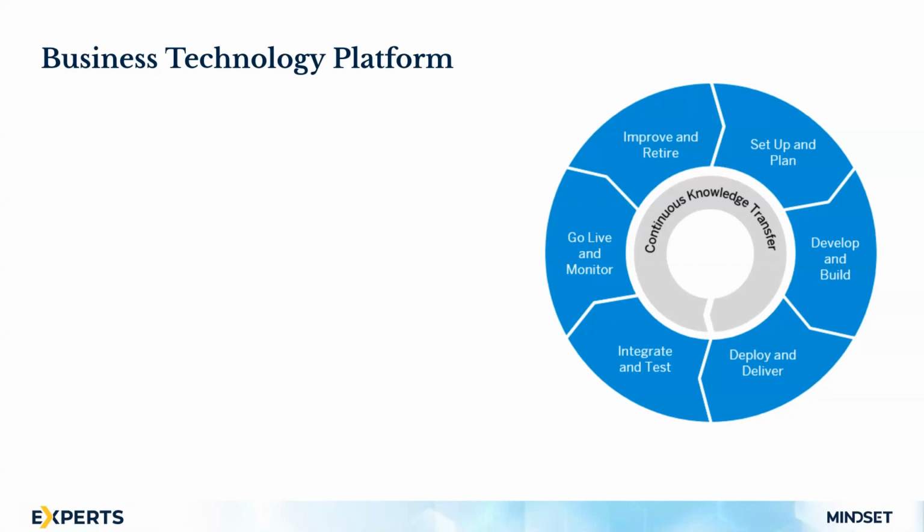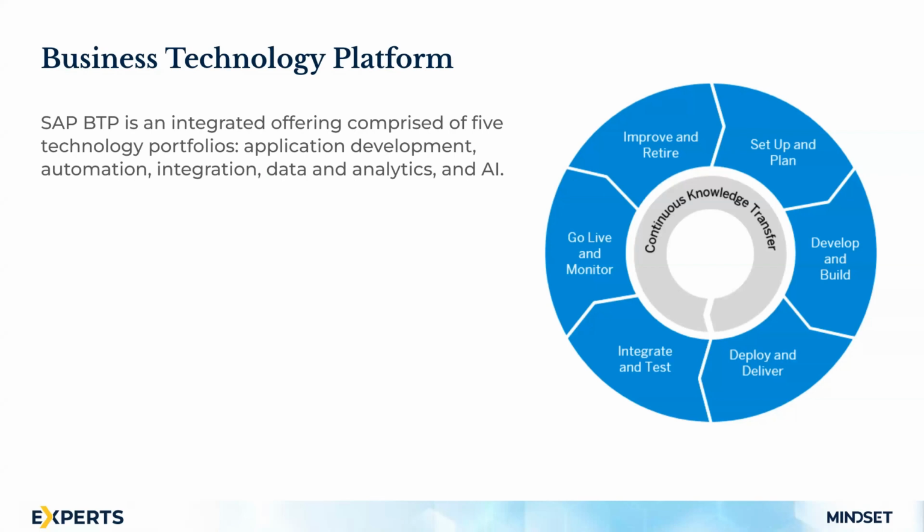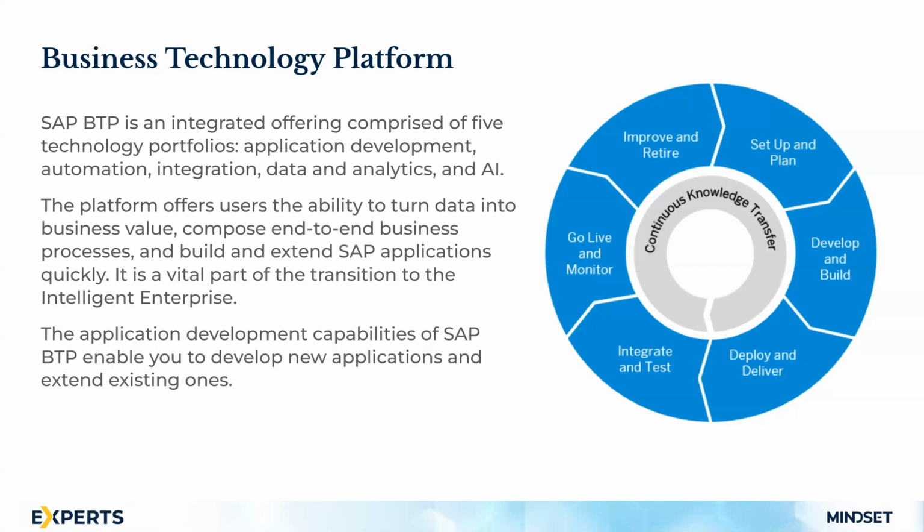So first off, BTP stands for Business Technology Platform. It is SAP's integrated offering comprised of 5 technology portfolios that covers a wide range of areas, including application development, automation, integration, data and analytics, and artificial intelligence. What's really nice about BTP is that it allows you, in a digital core agnostic way, to really turn your data into business value. And what's really nice is SAP provides you with a platform as a service model that allows you to turn on and off services in order to meet your business needs.